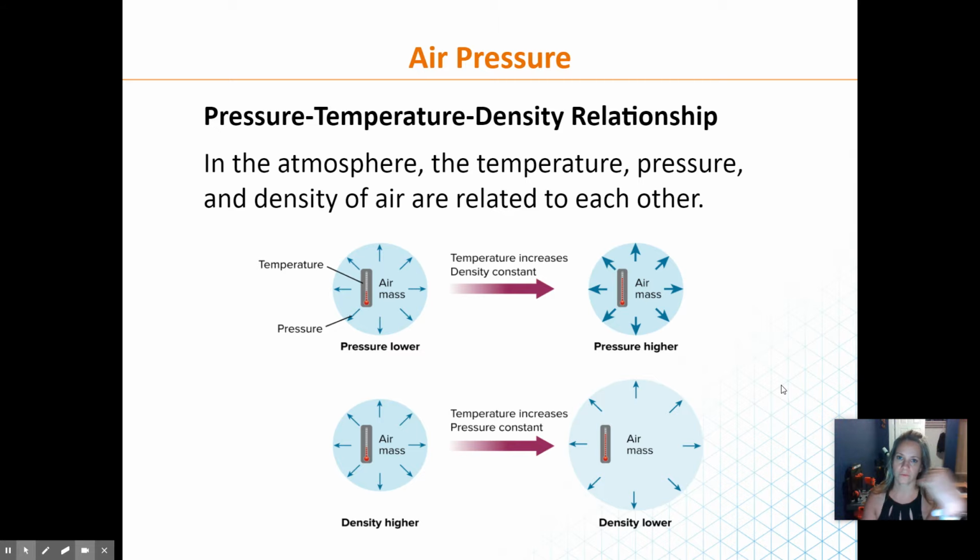So this goes for the atmosphere, for example. The atmosphere is generally not condensed. It's not held together in a tight area. And so as temperature goes up, density lowers because the air can spread out everywhere.